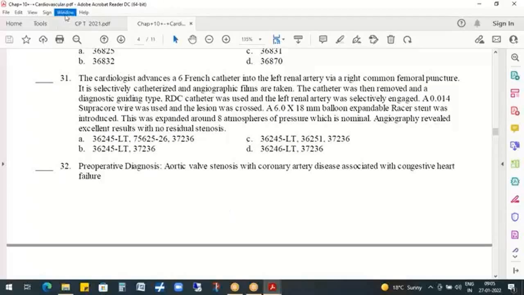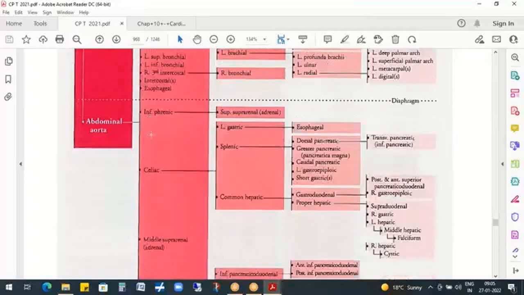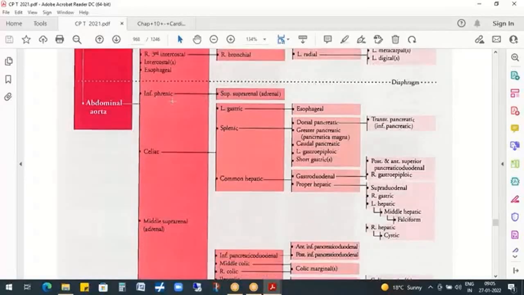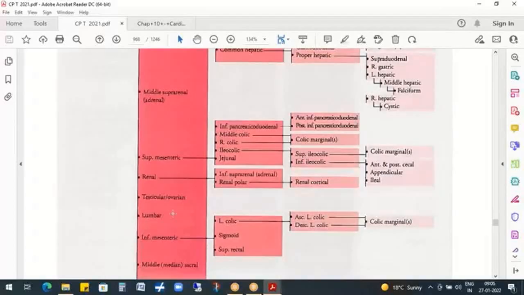Okay. Now you can see the code description, 36245, 36246. Just focus on these two lines. In renal, can you see where renal is? In the first order itself.